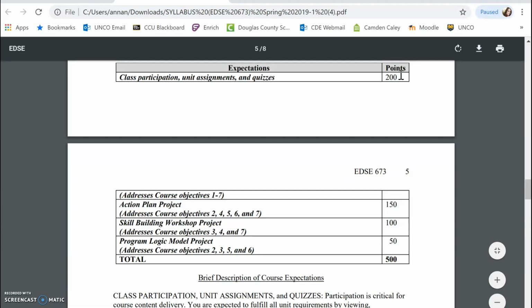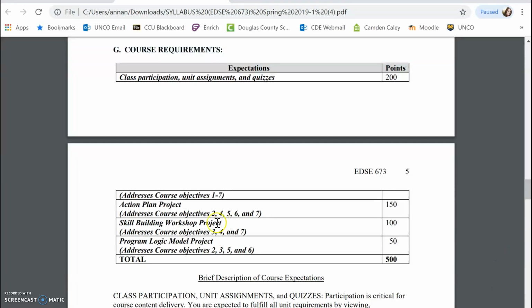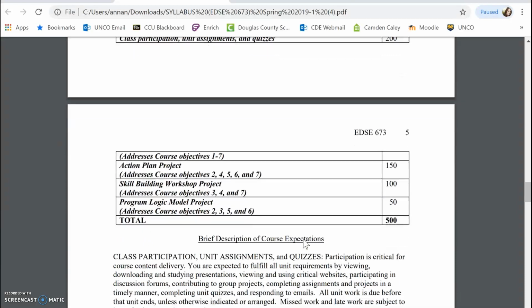Additionally, we'll have 3 major projects, which you see outlined below: the Action Plan Project, the Skill Building Workshop Project, which you'll have an opportunity to submit for peer review, and you'll provide peer review to others as well. And then the logic model project. So you'll see points possible here for a total of 500 points possible.